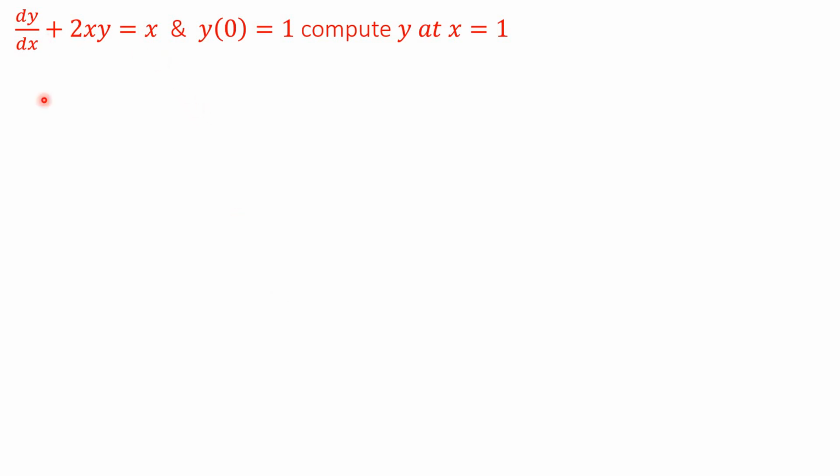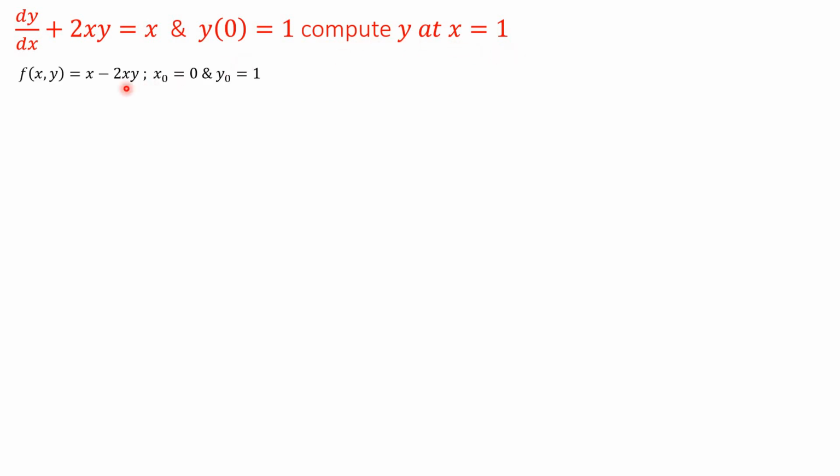We will take this simple example so that we can solve it using the analytic method also, and then we will compare our answer with that method. So dy/dx + 2xy = x. This is our differential equation, and the initial condition is y(0) = 1. That means when x is equal to 0, y is equal to 1. This is given, and we have to find what y is when x is equal to 1.